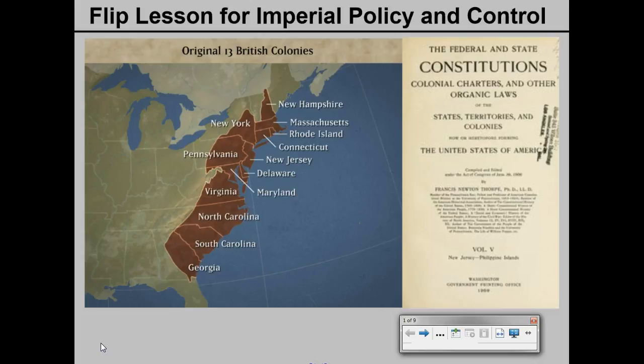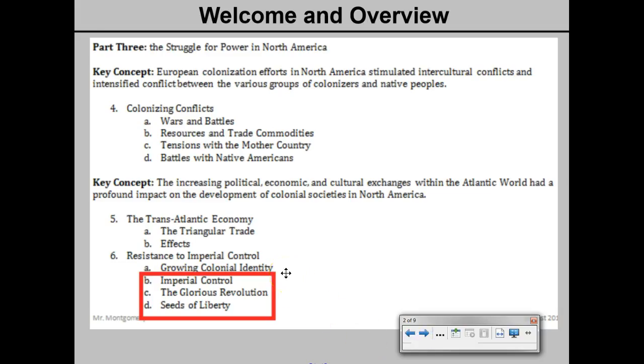So we've been seeing a lot of good things already. We checked out Imperial Control and Mercantilism in our first section. We checked out Imperial Control, the Glorious Revolution, and Political Systems in Part 2. And now we are going into the last part, the Seeds of Liberty, for all of you following along with your lecture outline. Get a little bit more detailed outline on your flip handout sheet.